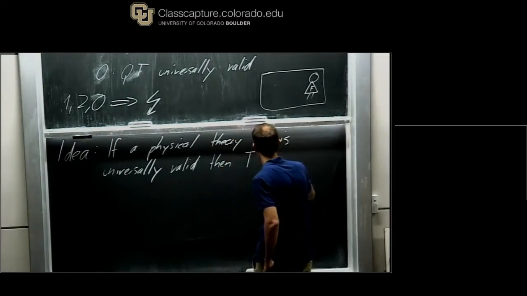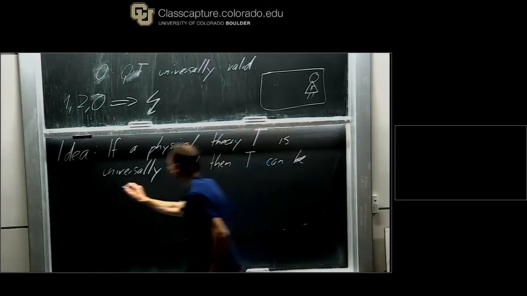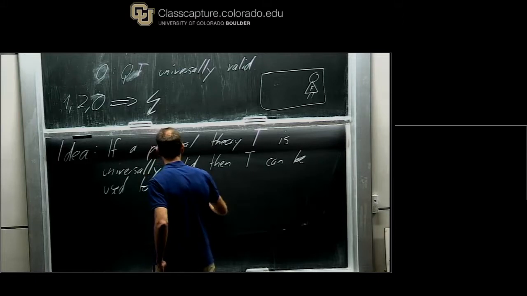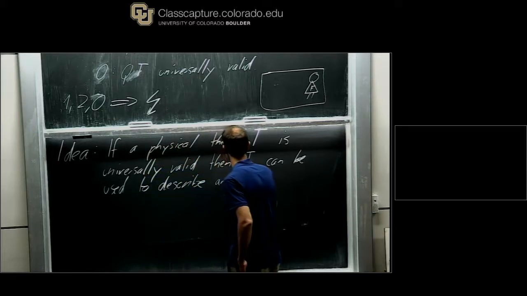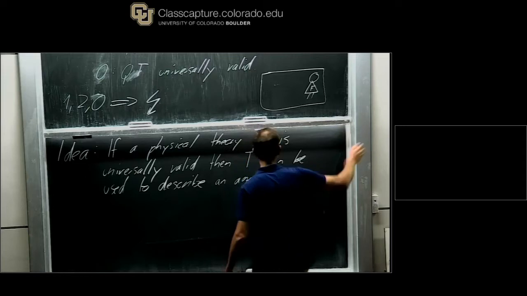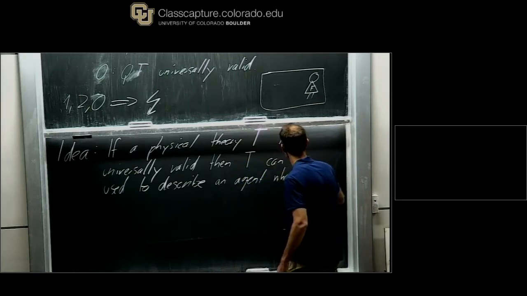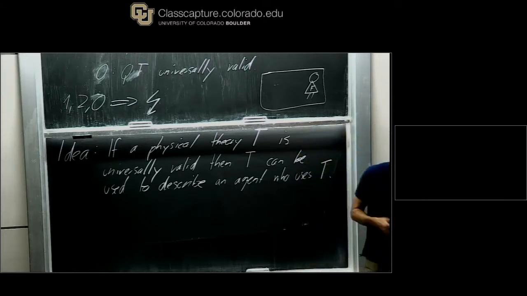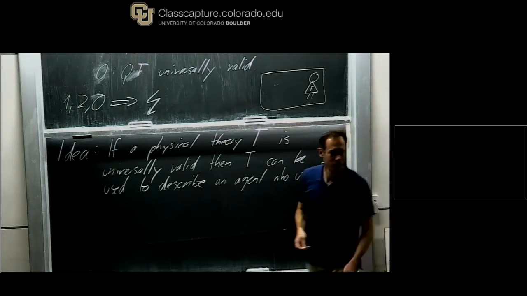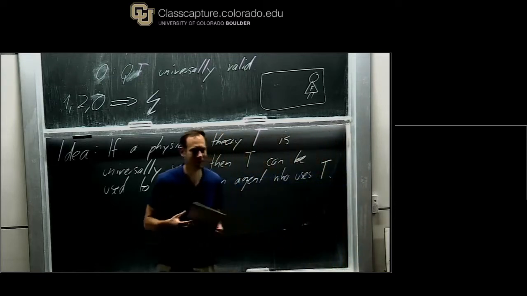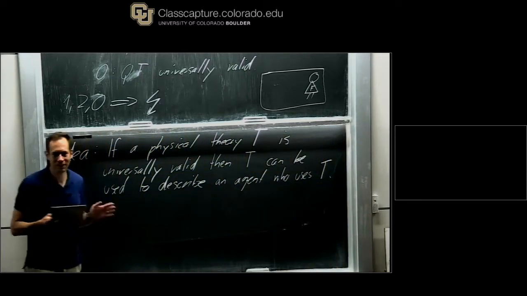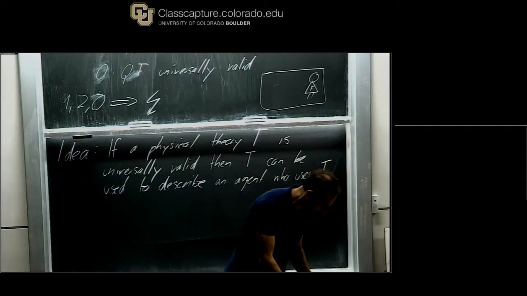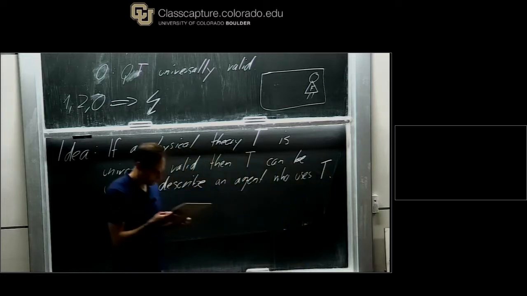this theory T can be used to describe, or to model, or to analyze, if you like, an agent, and an agent should be understood in this sense, who uses T. That's really the basic idea. And we can do that, and of course we want this to work, otherwise we are in trouble. If this is not true, then probably this theory has some major internal inconsistency.